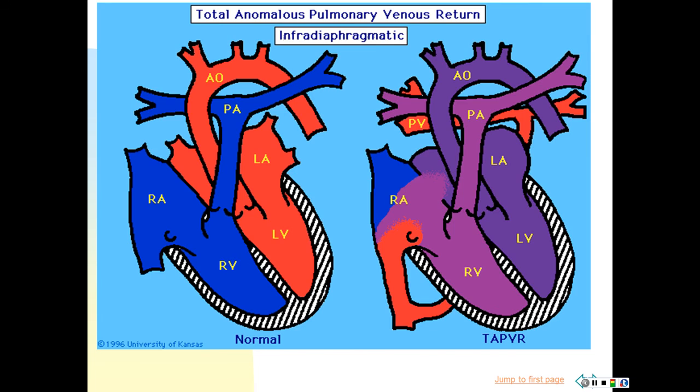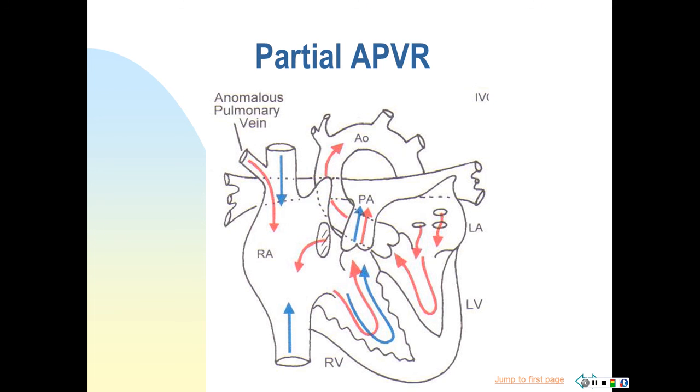Here's another picture of the infradiaphragmatic. And here's a picture of partial, where some of the pulmonary veins are coming back to the atrium, some are not. These kids can actually be undiagnosed for years because enough of their blood is going where it belongs that they don't notice that there's a problem. These are the kids whose problem gets identified when they come into the hospital for something else, some other kind of surgery, some bad respiratory infection, and all of a sudden things aren't right, so they'll do an echo or a cath or something on them and identify that they've got this defect.